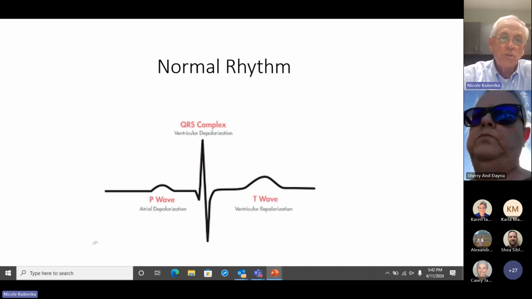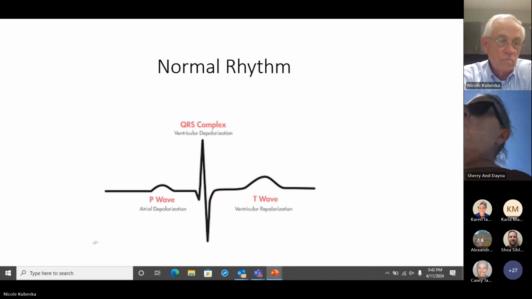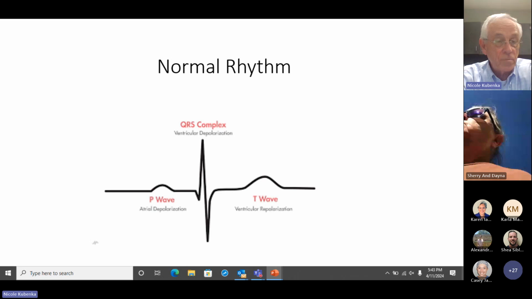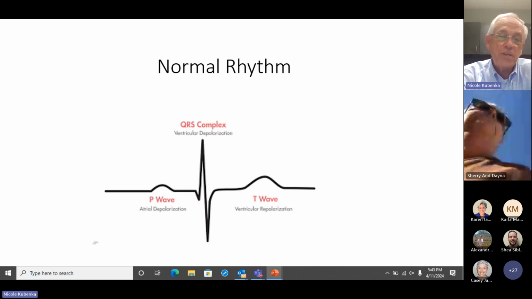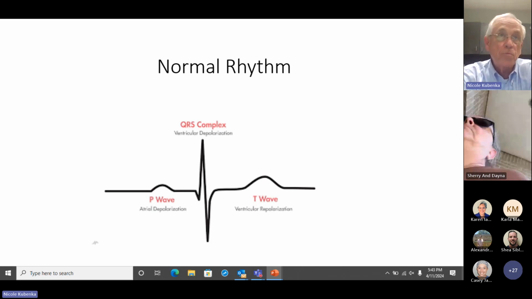So let's just back up and talk about the parts of the complex here. So the big spike, it's a sharp spike up and a sharp spike down. It can look like anything. It can be all up, it can be all down, or it can be half up and half down, but it's a very sharp spike up and down. What is that? The ventricle contraction? So the ventricle is, right, it's depolarization. So it represents the ventricle actually contracting and pumping blood.